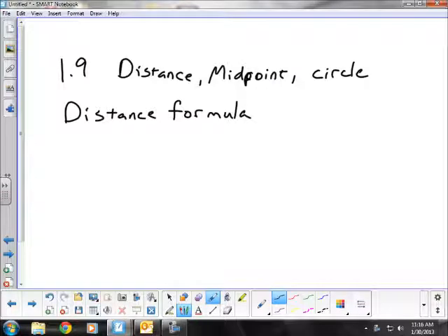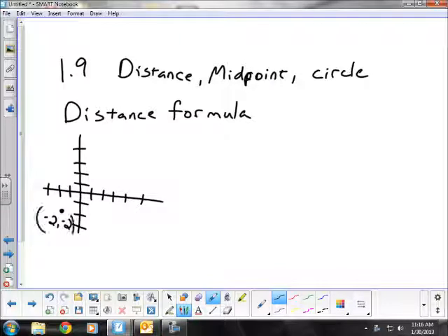With the distance formula, they give us two coordinates, and we're supposed to find the distance between them. That's real easy if they lie on a horizontal line or a vertical line. But sometimes I get a point like this one, which is -2, -2, and then this point, which is 5, +2. Okay? So there's my 2 points, and I need to know the distance between them.